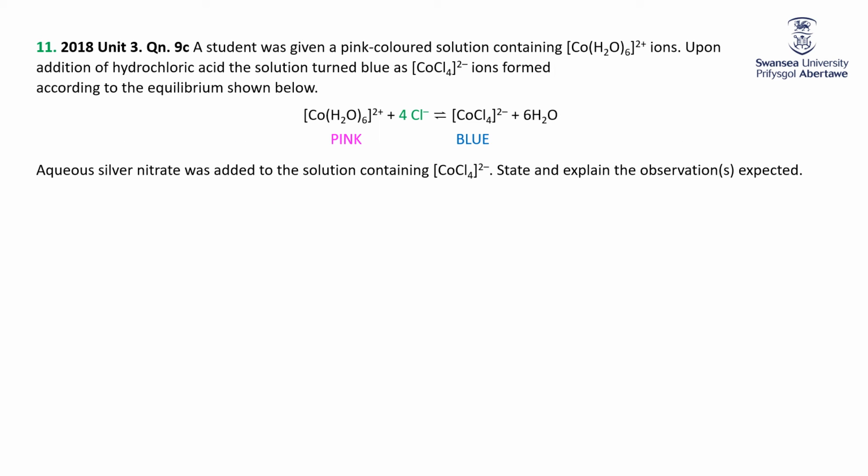A student is given a pink solution containing hexaaquacobalt(II) ions. Add in HCl, which is the same as adding Cl⁻, and it turns blue as CoCl4 2- ions form. This is exactly analogous to the copper question that we looked at earlier, where we turned blue into greeny yellow. Very, very pretty reaction here.